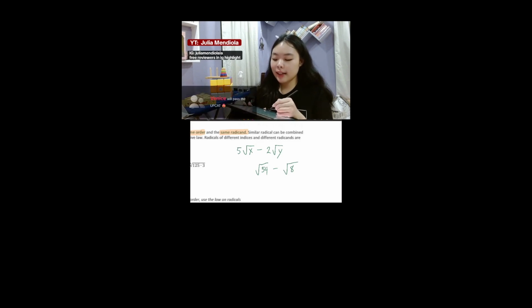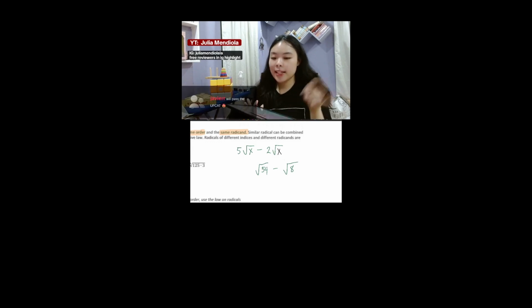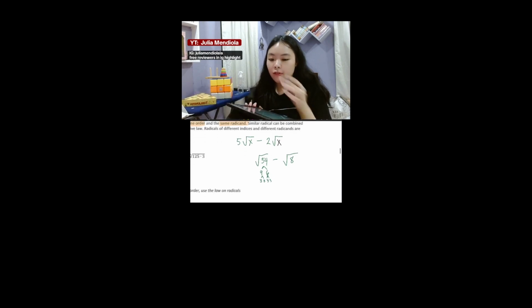Pag hindi same ang loob, okay, remember, kailangan same ang nasa loob ng radical. Pag hindi sila same ng nasa loob, hindi sila pwede i-minus. So, ang goal natin ay gawing same ang nasa loob. I-simplify muna natin ang radical. So, 54, paano natin ito i-simplify? This is 9 times 6, this is 3 times 3, and 3 times 3. What is the simplification of square root of 54? 3 times square root of 2. Yes, 3 square root of 2.